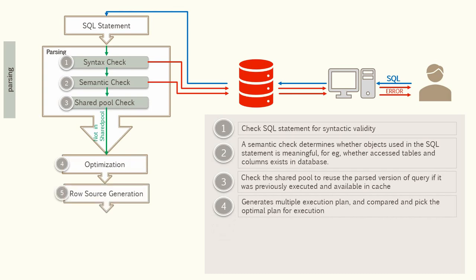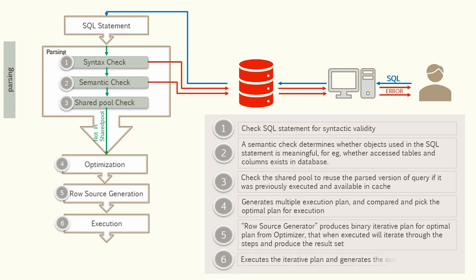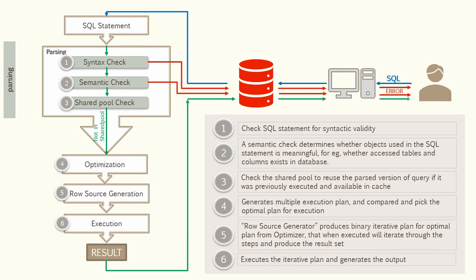called the row source generator. The row source generator receives the optimized plan and prepares a stepwise iterative plan for execution. This stepwise iterative plan is given to the next program called the executor. The executor receives the iterative plan and executes the steps to get the result, and this result is returned to the calling program.